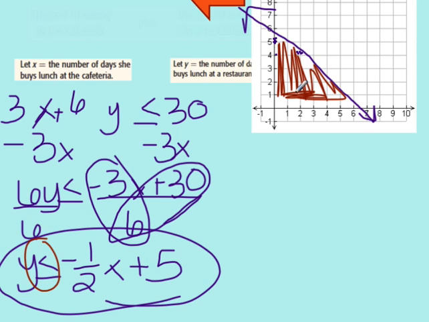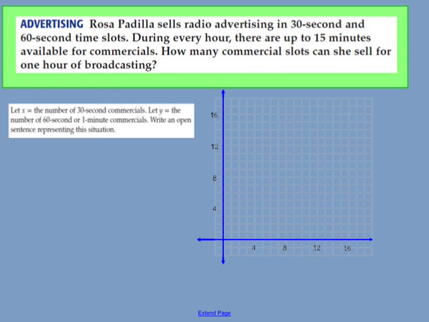Now notice this is only the first quadrant. This is only one of the 4 sections of the graph. That's because negative numbers don't make sense in most word problems. So we're just using that top right portion of the graph. Let's take a look at number 2.